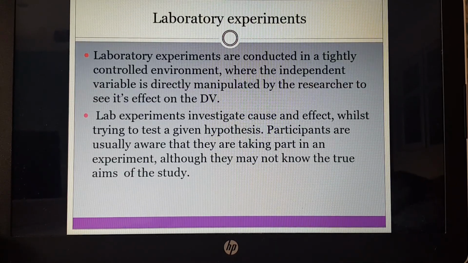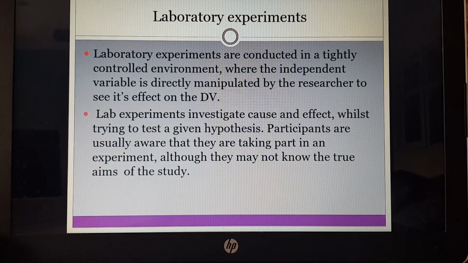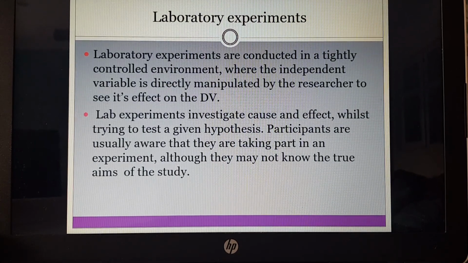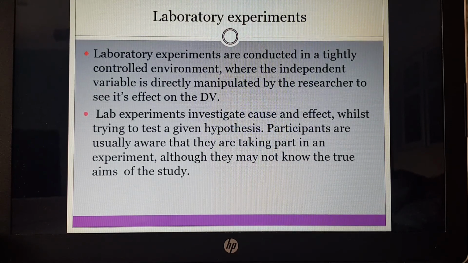You've also got lab experiments, which we're going to talk about. Lab experiments are conducted in a tightly controlled environment where the independent variable is manipulated or changed by the researcher to see how it affects the dependent variable, or the DV. Lab experiments generally investigate something called a cause and effect relationship. Because we have such tight controls, we can investigate how one factor causes another factor to change, whilst testing a hypothesis.